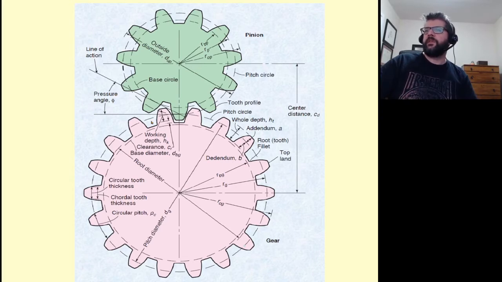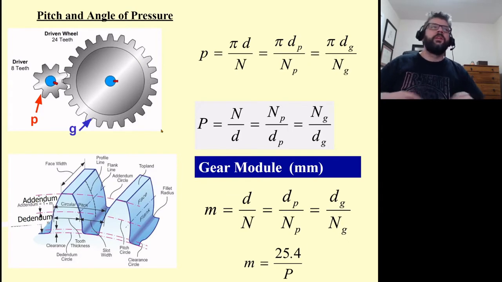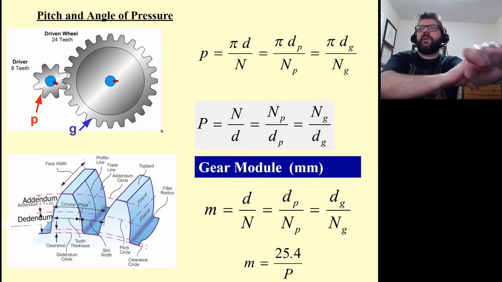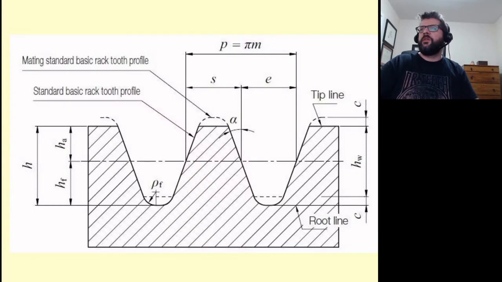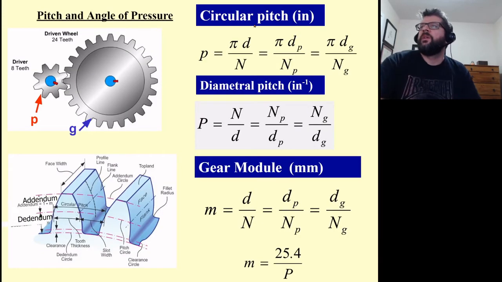Our line of action has a pressure angle acting along that line of action. When we're talking pitch, there are two different types when we're talking imperial or conventional units. I really hate that term, because they should not be viewed as conventional. But anyways, we've got circular pitch.